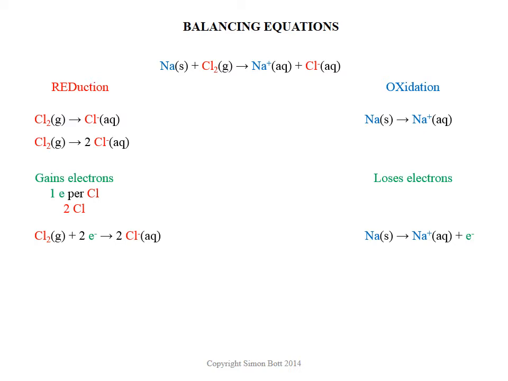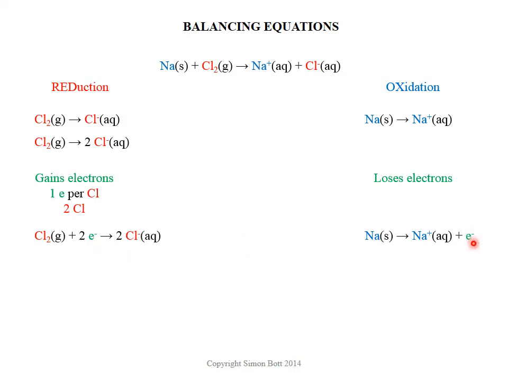Now notice these 2 half equations. Each one describes the process it's supposed to describe. The reduction one describes the 2 electron reduction of Cl2. The oxidation describes the 1 electron oxidation of sodium. When we're going to put these together in the whole equation, remember the electrons must balance out. And so we have to combine these equations by multiplying as appropriate in order to do that.